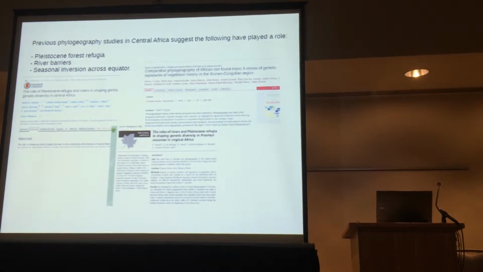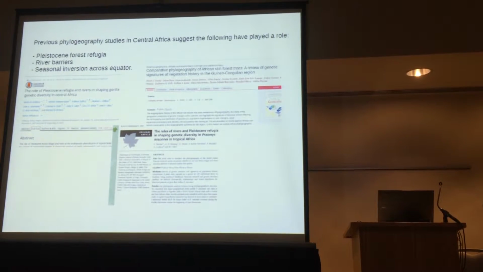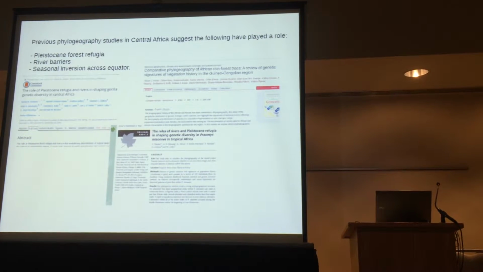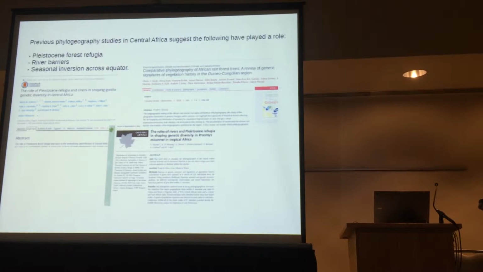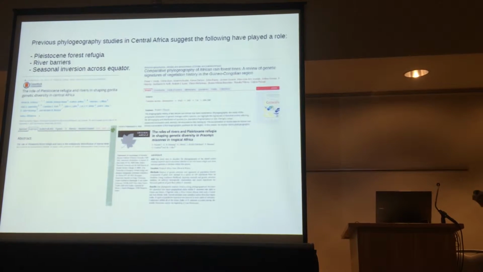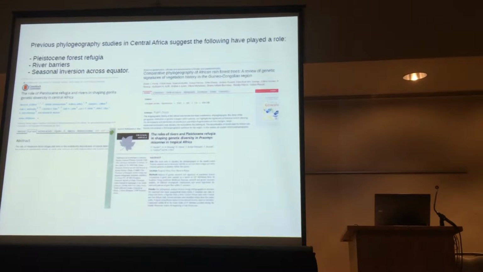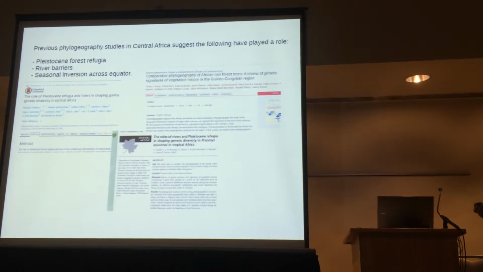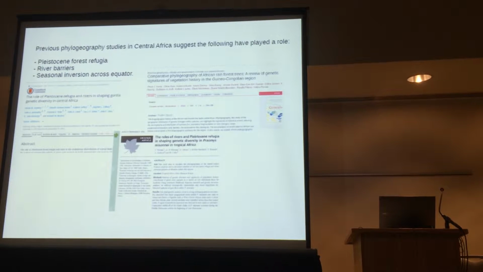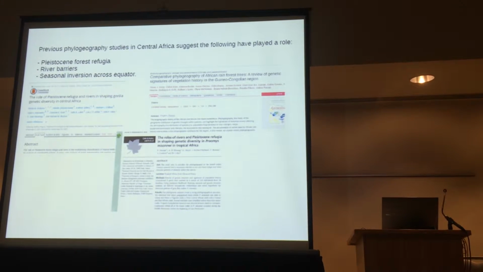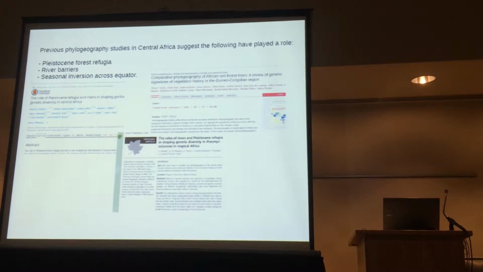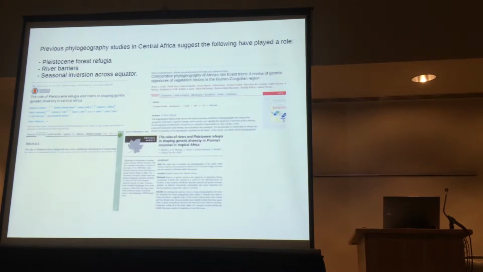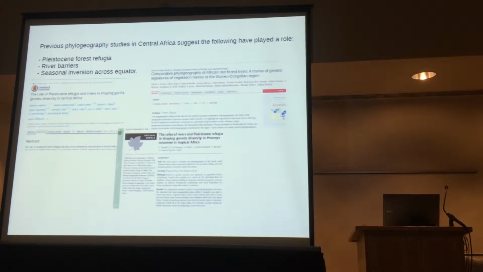Firstly, a traditional Pleistocene forest refugia model. Secondly, that river barriers have been important in constraining dispersal within species. And thirdly, a seasonal inversion effect across the equator, which I'm going to explain in more detail in a further slide. There haven't been any attempts to bring together data from different species to analyse it under a comparative statistical framework.